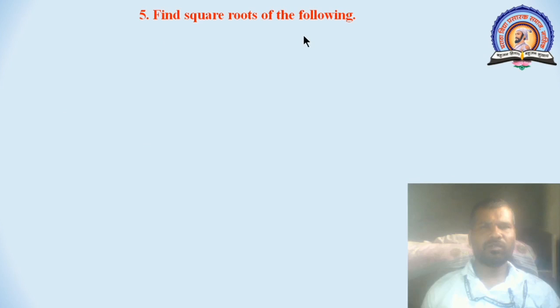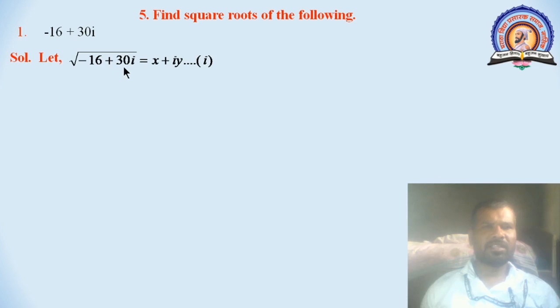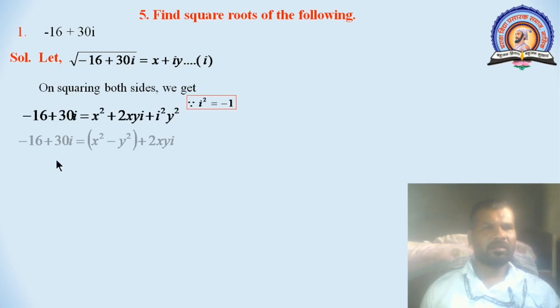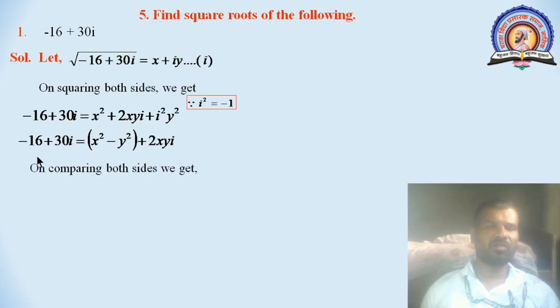Find the square root of the following. The first example is minus 16 plus 30i. Let the square root of minus 16 plus 30i be equal to x plus iy, equation 1. On squaring and collecting real and imaginary parts, and since two complex numbers are equal, their real and imaginary parts are equal. We have minus 16 plus 30i is equal to x square minus y square plus 2xyi. Here we have x square minus y square is equal to minus 16 and 2xy is equal to 30.